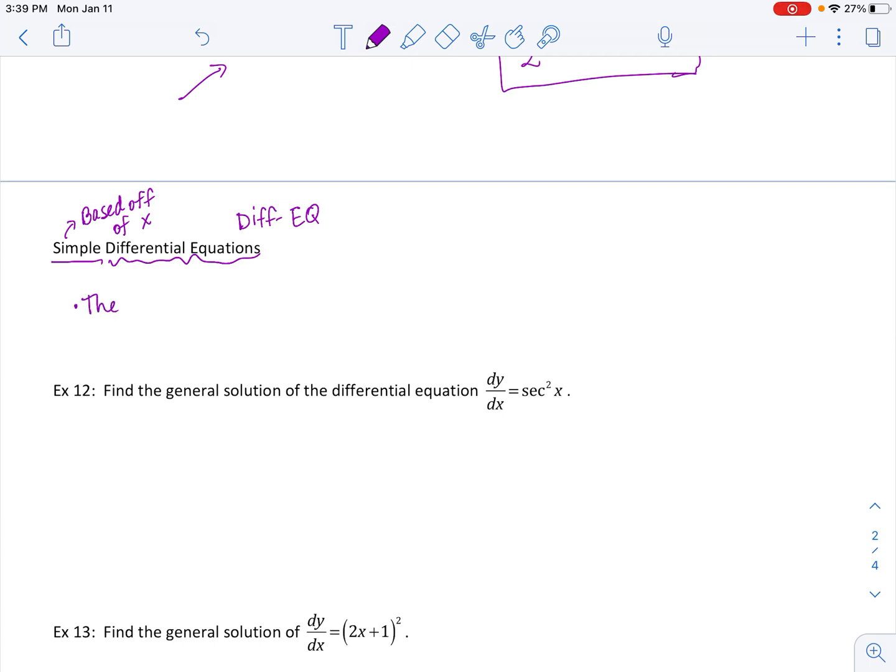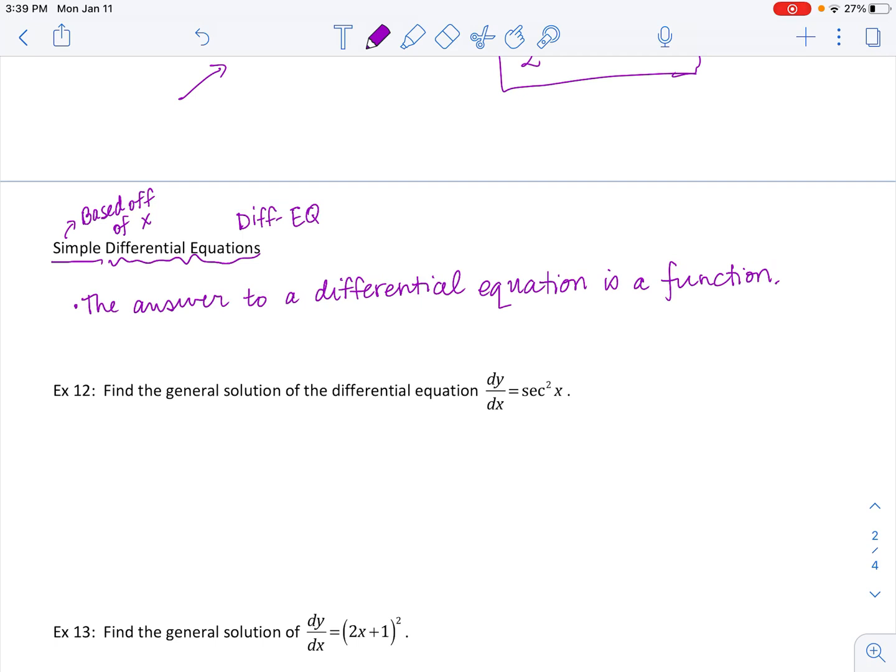So the answer to a differential equation is a function. It's not a number, right? A lot of students get caught up, oh, it's an equation that I have to solve, it must be a number. No, the answer is a function. So it's a different sort of equation than we've solved at any other time.